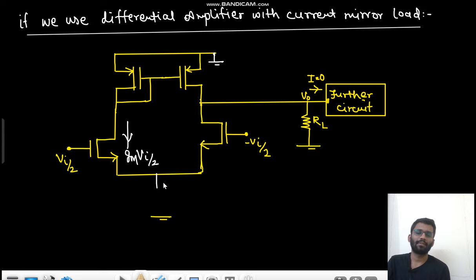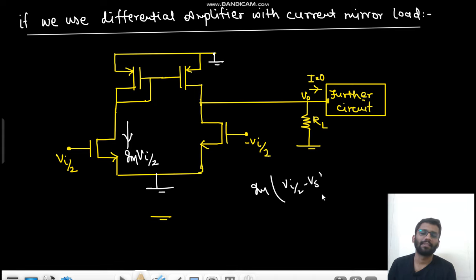If this goes up, this goes down, because this is Vin by 2 and this is minus Vin by 2. So this goes up and down also. That we have already seen. This acts as an AC short. Or you can simply apply a voltage VS here and write the equation gm Vin by 2 minus VS equals gm times minus Vin by 2 minus VS. From here you will get VS equals 0. Right? Simple thing.